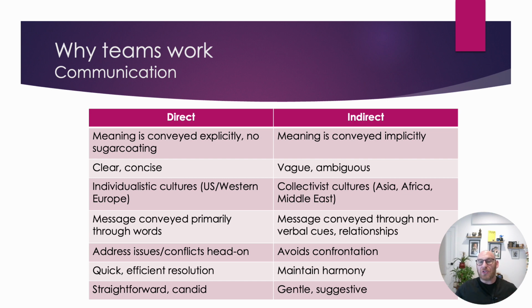Now, direct communicators aim to resolve issues quickly and efficiently, valuing transparency and openness, whereas indirect communicators aim to maintain harmony and avoid offending others, valuing relationships and group harmony. A direct communication style tends to provide straightforward, candid feedback or criticism. An indirect communication style may convey feedback or criticism more gently, using hints, suggestions, or softer language.